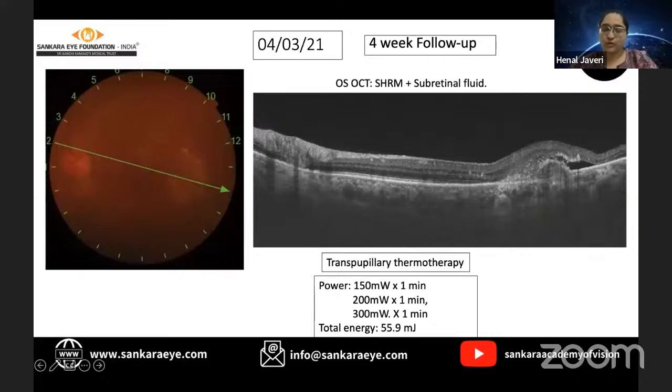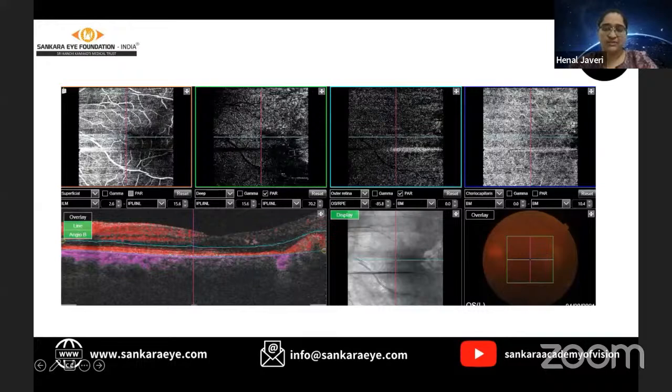At the 4-week follow-up, we can see that there was activity. Subretinal fluid was noted. And at that point, we decided to carry on with transpupillary thermotherapy in view of an extrafoveal CNVM. So the parameters were 150 milliwatt power for 1 minute, followed by 200 milliwatts for another minute and 300 for another minute. Total energy of 55.9 millijoules was delivered. Immediately post TTT, we ran an OCTA scan, and we can still appreciate the vascular network.